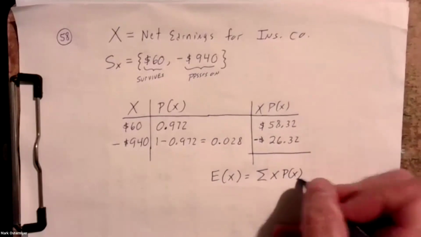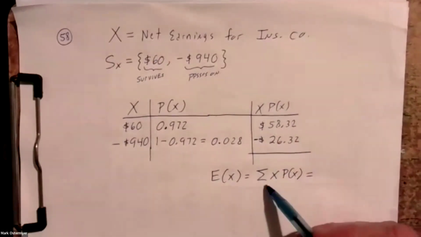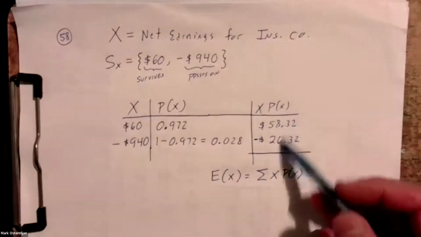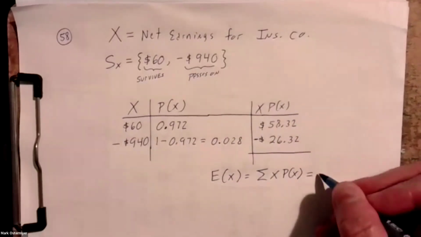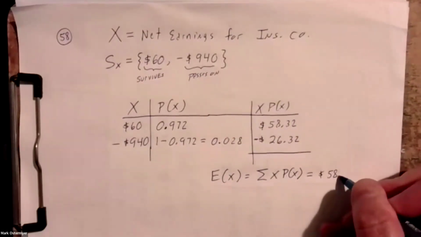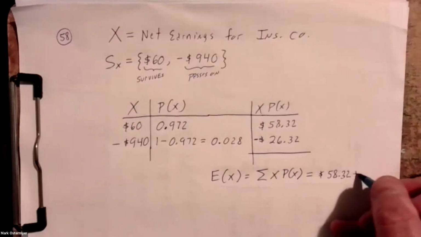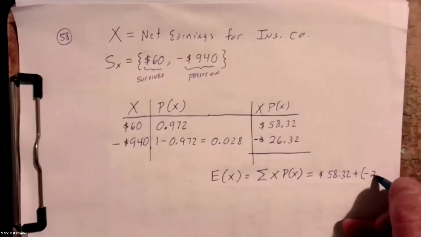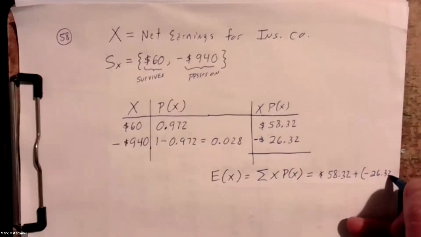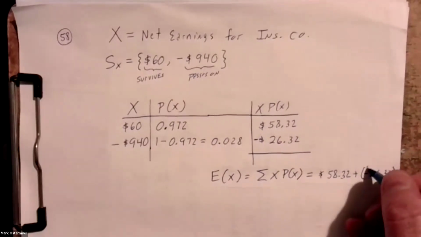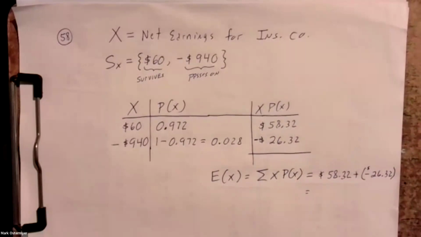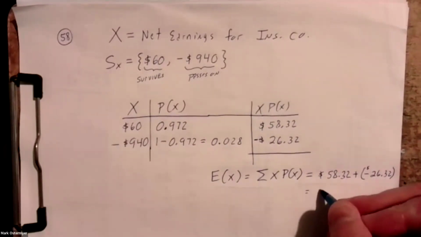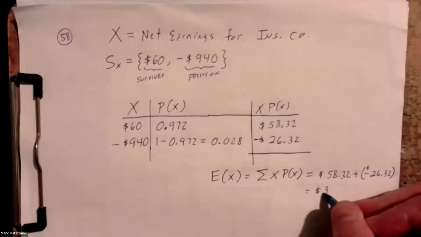To compute the expected value of the random variable x, we're now going to add together the last column of this table. This is a compact way of saying we're going to sum up the last column here. So that means we're going to take the $58.32, and then we're going to add to it a negative $26.32. You can get on your calculator and dial this up. And what do we get? What we get is plus $32.